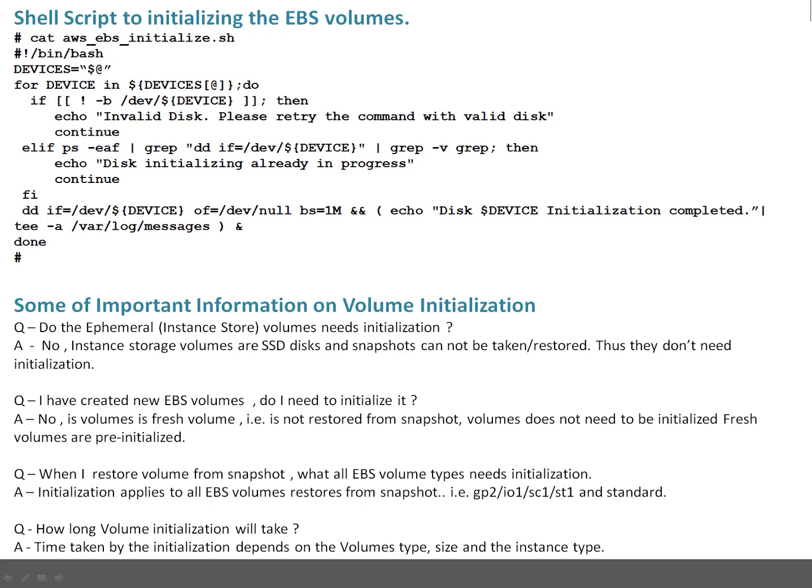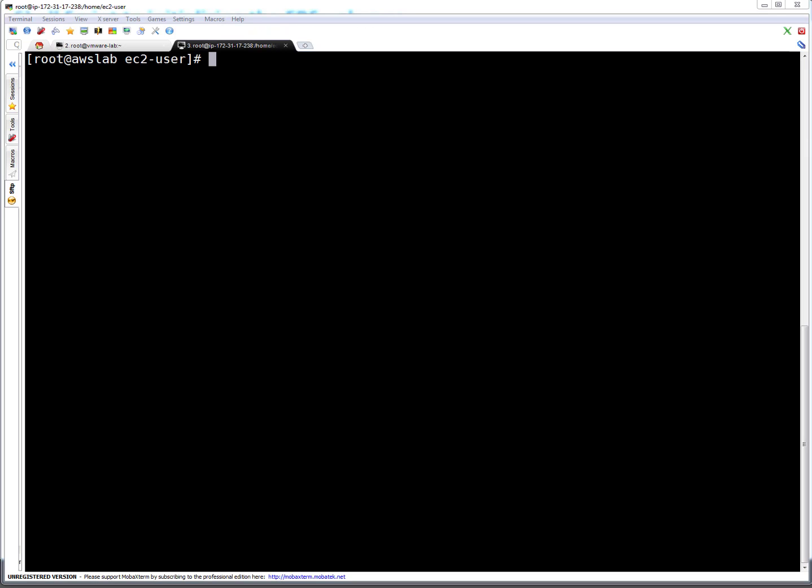So let's quickly do this activity. I will give you a demo. Okay guys, first thing which we have to check is whether the volume which we are thinking needs initialization is created from snapshot or not. The main thing, if you create a fresh volume, I mean to say the volume is not created or restored from snapshot, that's a fresh volume. That volume does not need initialization. Only volumes which are restored from snapshot need initialization.